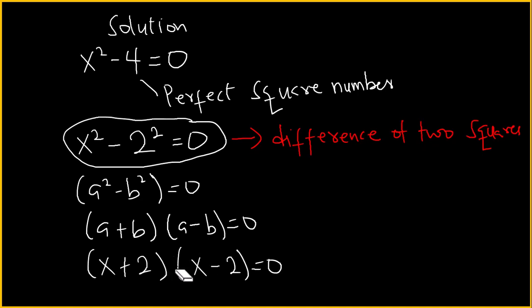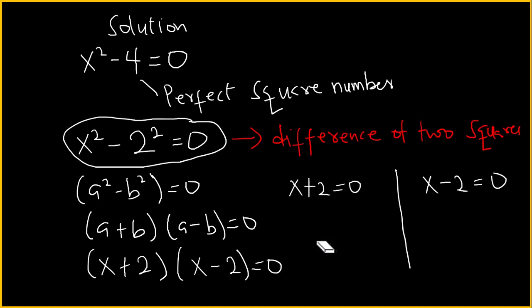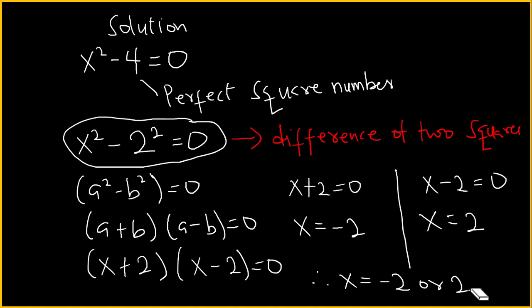So on our line here, x plus 2 equals 0 and x minus 2 equals 0. We are finding the zeros. So x is equal to negative 2, x is equal to positive 2. In conclusion, x is equal to the smaller number first, negative 2 or 2. And these are the solutions or the roots to this equation.